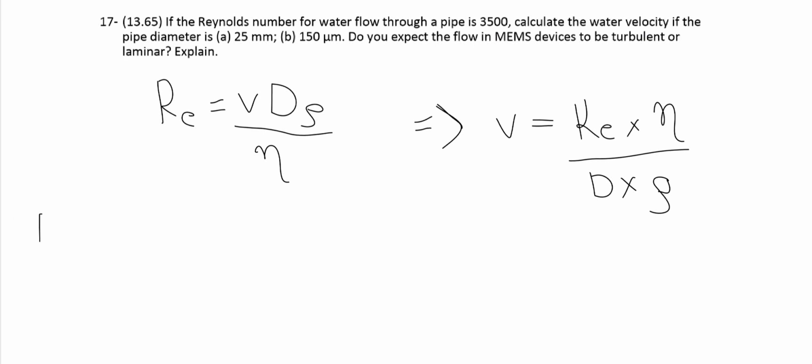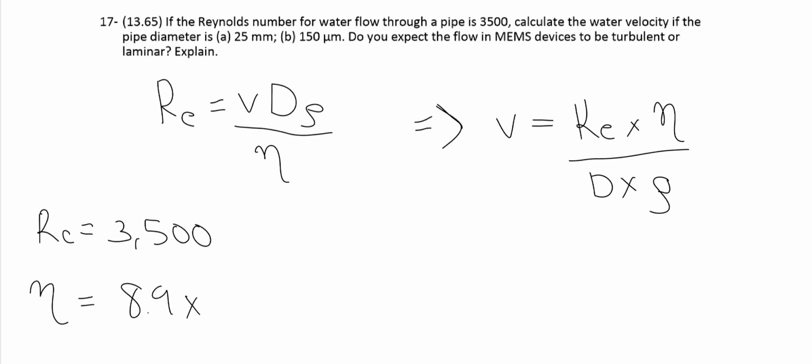To begin, Reynolds number was given to us at 3,500. So we're in that transitional area of laminar and turbulent. Next up, we have the viscosity of the fluid, and that is equal, for water in this case, to 8.9 times 10 to the negative 4. And the unit is Newton second over meter squared.